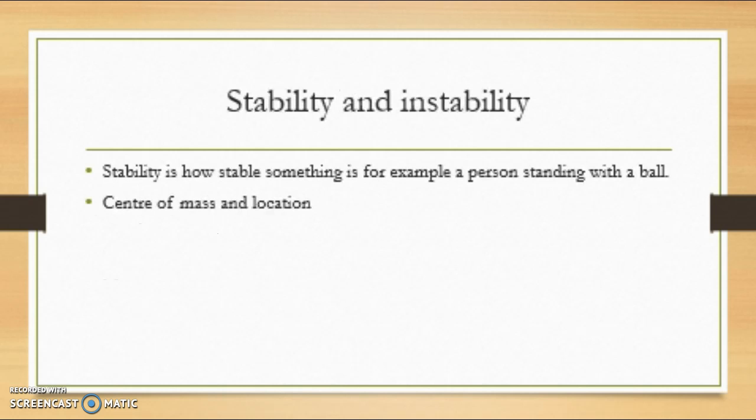Looking at stability and instability. Stability is how stable something is. For example, a person standing with a ball, the center of mass and location. So the center of mass changes when stance changes. This changes in order to keep more balanced. For example, when jumping in a layup, the center of mass goes forward so you can hold your balance. The line of mass always stays the same.